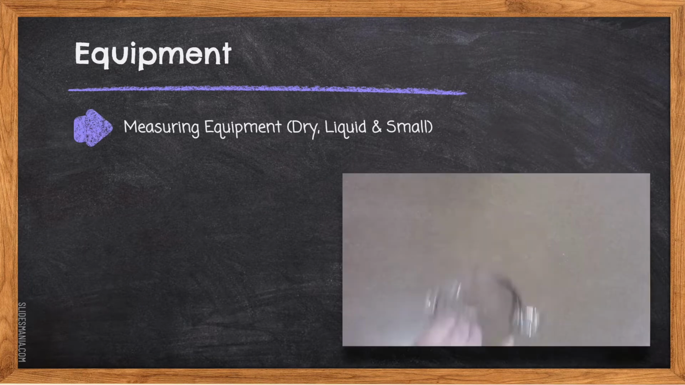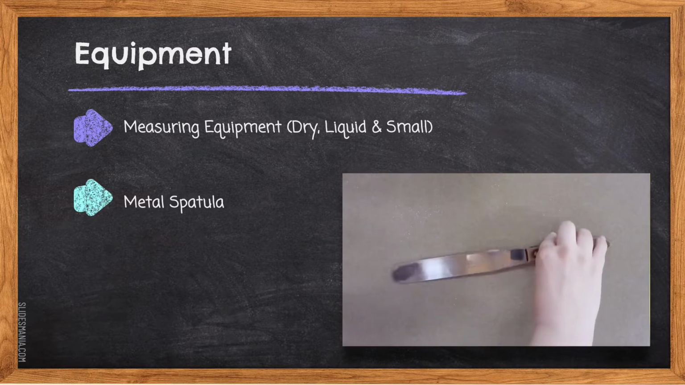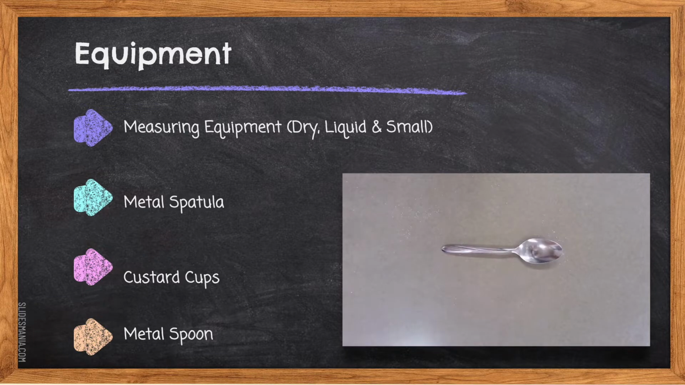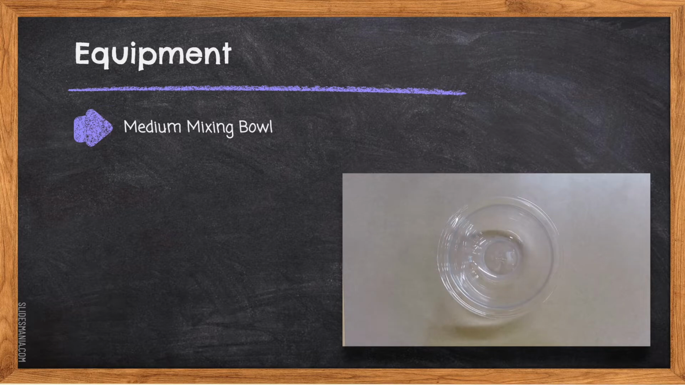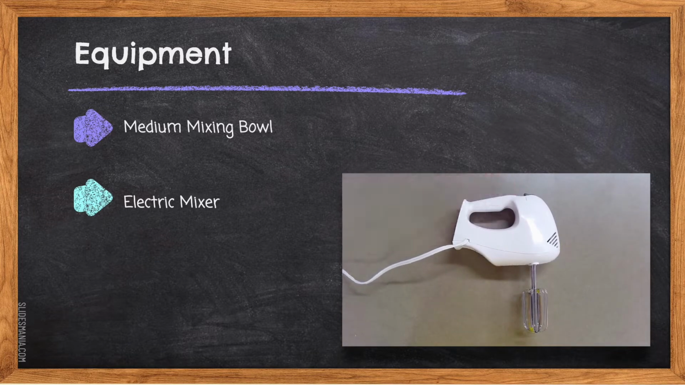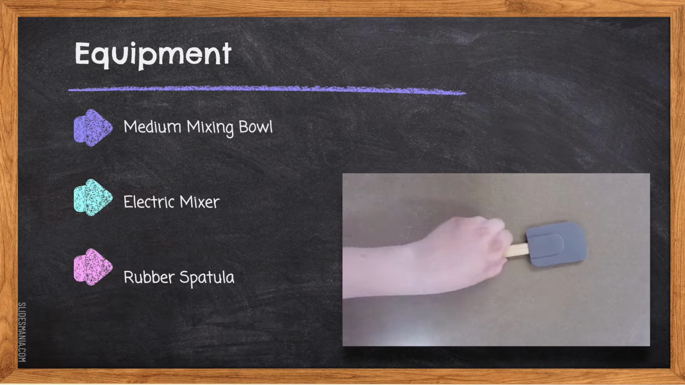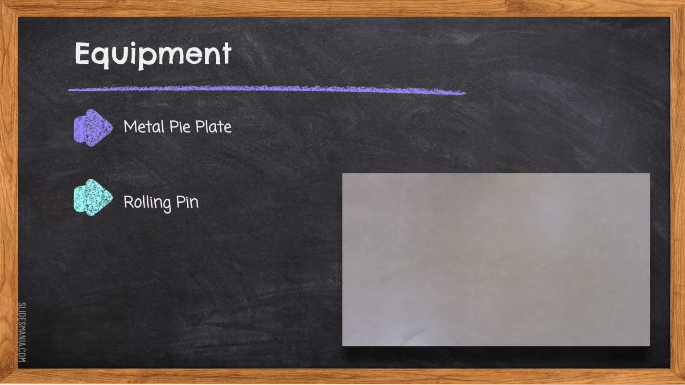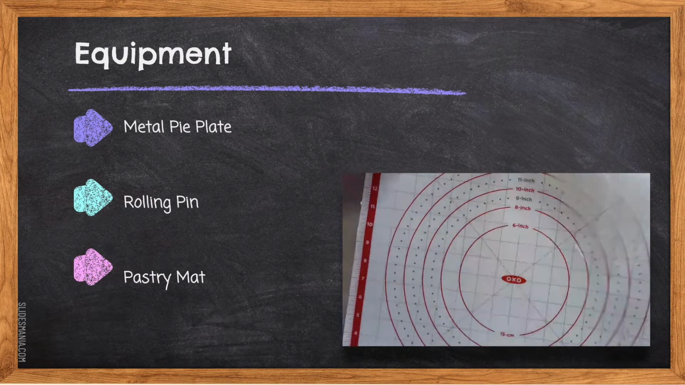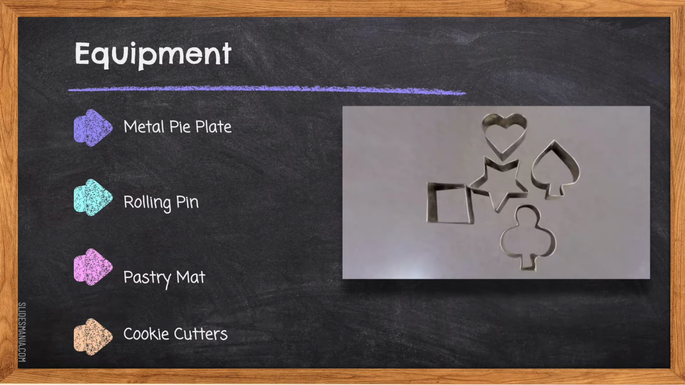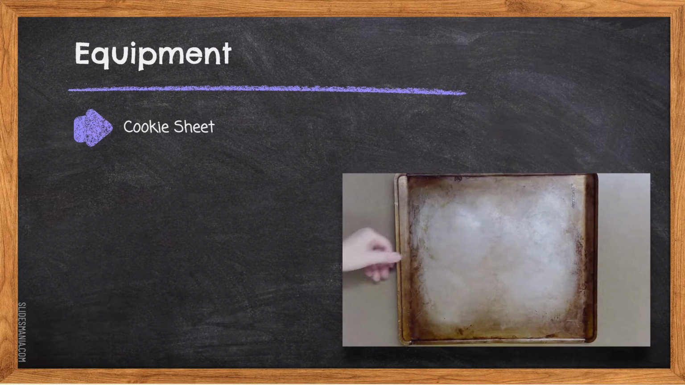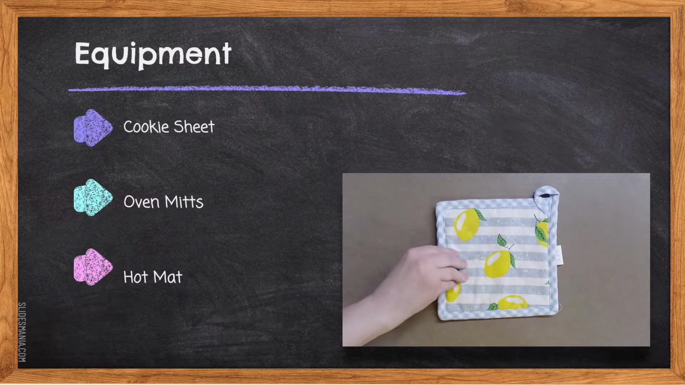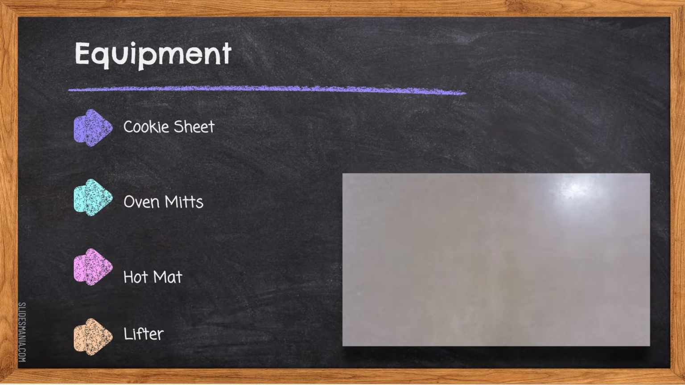Equipment. For this recipe, you will need measuring equipment, including liquid, dry, and small measures, metal spatula, custard cups, a metal spoon, a medium mixing bowl, electric mixer, rubber spatula, a sieve, metal pie plate, a rolling pin, a pastry mat, cookie cutters, a cookie sheet, oven mitts, hot mat, a lifter, and finally, a cooling rack.